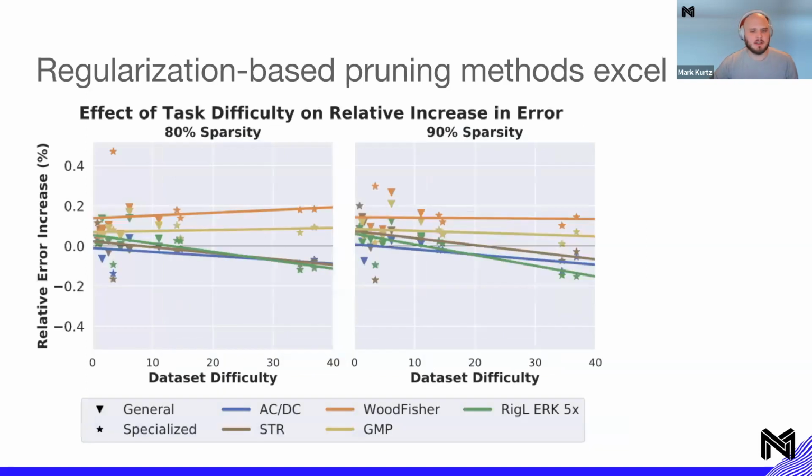And sorry, we'll get into the linear fine tuning in the next slide. So for this one, we look at when regularization based pruning methods excel. This is looking at the effect of task difficulty on relative increase in sparsity. So we have the relative error increase and the data set difficulty. The data set difficulty is defined by how the dense model is able to converge. So taking a dense model, what the error difference is for linear fine tuning versus full fine tuning.